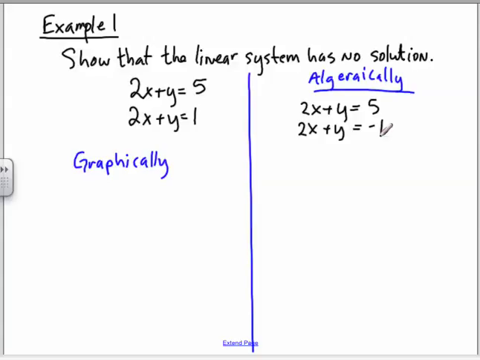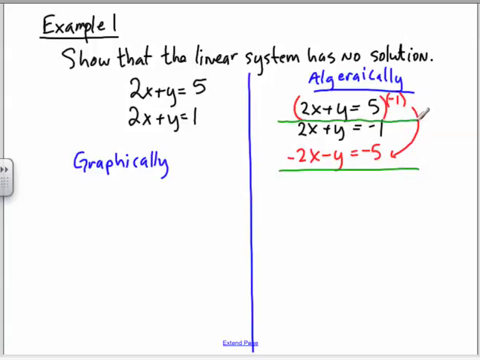I'm going to take this top one, and I'm going to multiply it by -1. Okay, so that's going to give me a new equation. Now I've got -2x minus y is equal to -5. Alright? So I'm not thinking about that top equation anymore. Now I'm thinking about these two right here.